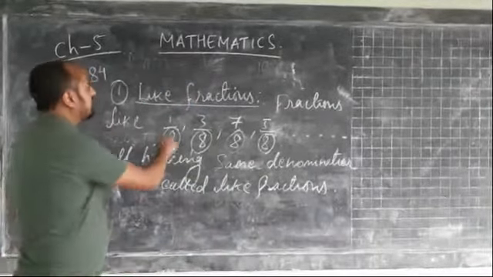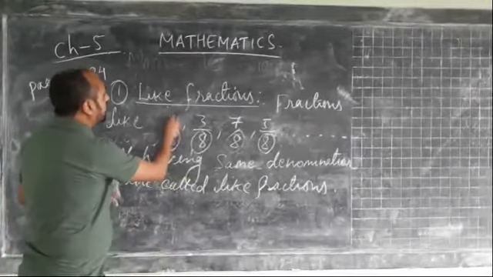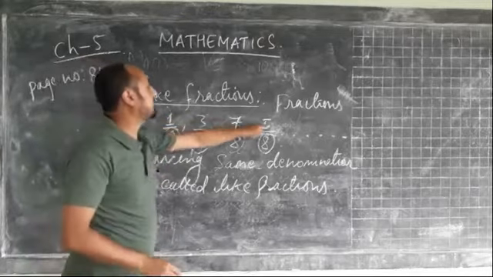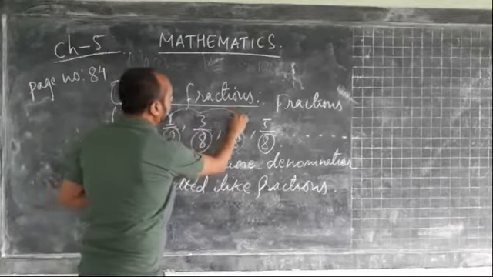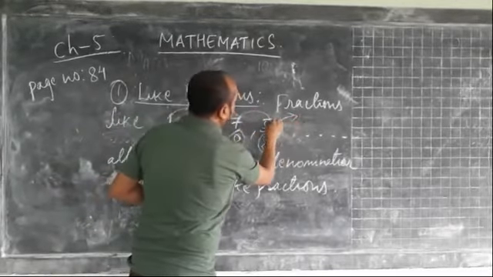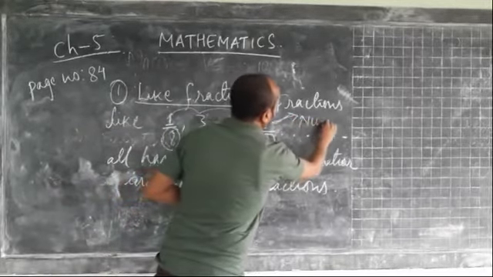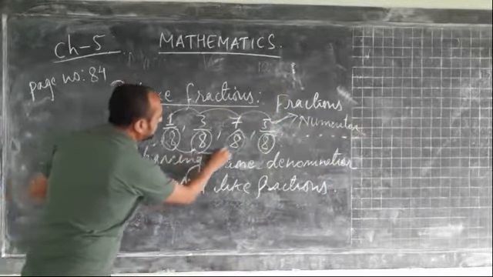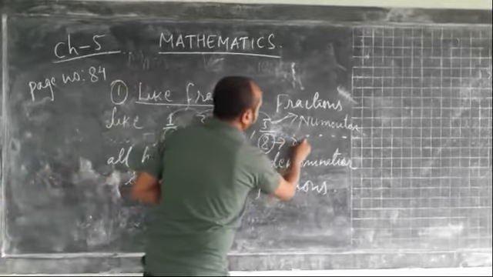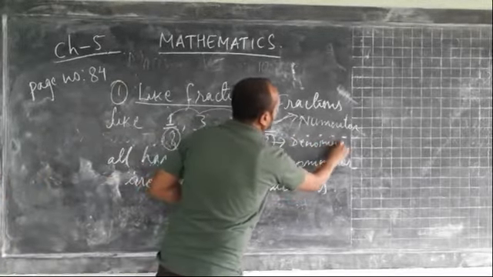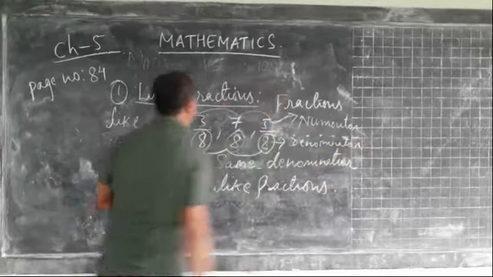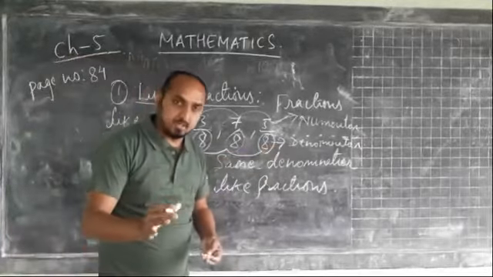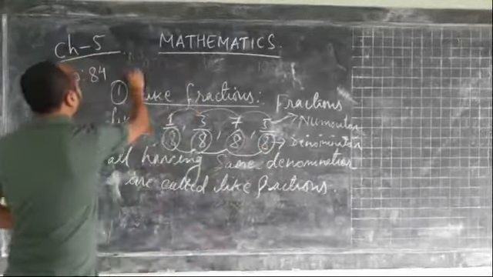So here once again in the given example, whatever the upper number is given there, like 1, 3, 7, 5, these all are called numerator, and this 8, 8, 8, these all are called denominator. So in the case of like fraction, all the denominators will be same. So that type of fraction is our like fraction.